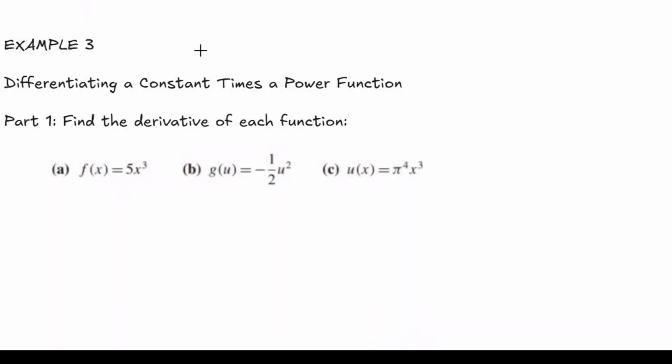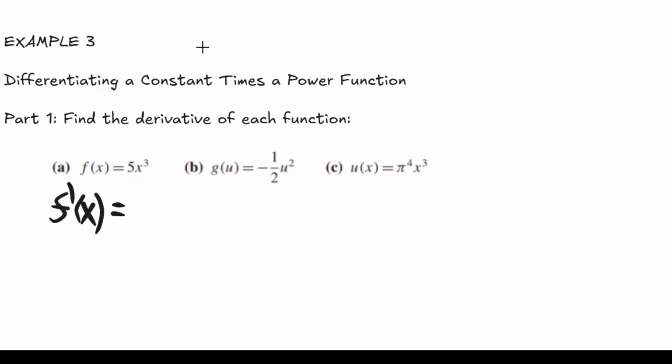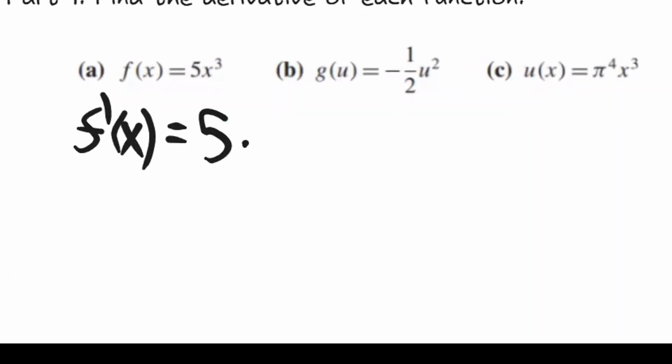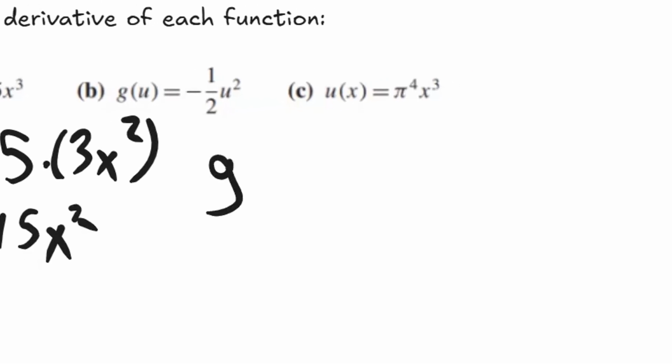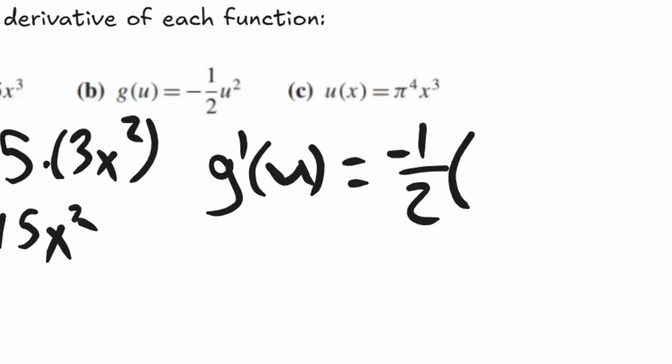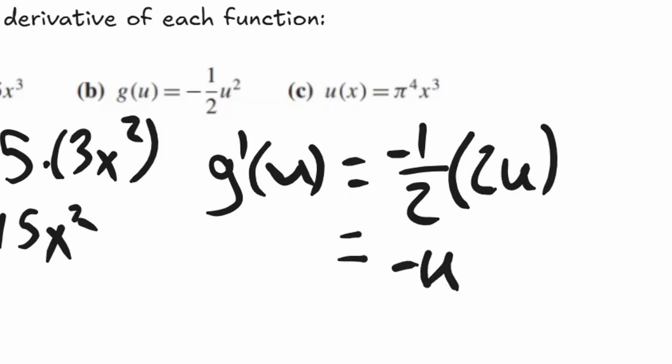If I have 5x cubed, then f prime is going to be 5 times the derivative of x cubed, which is 3x squared. So 15x squared. For g of u, g prime of u is going to be negative 1/2 times the derivative of u squared, which is 2u to the first power, and that simplifies to negative u.